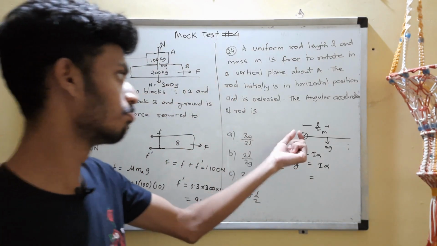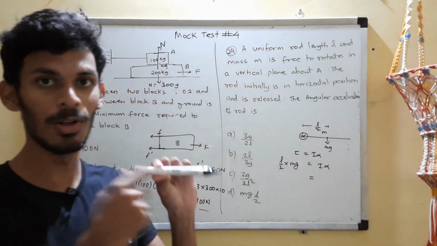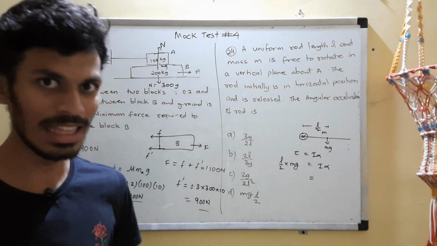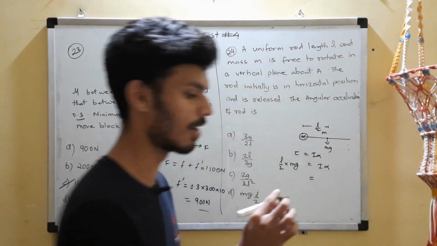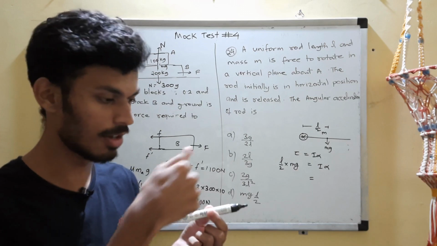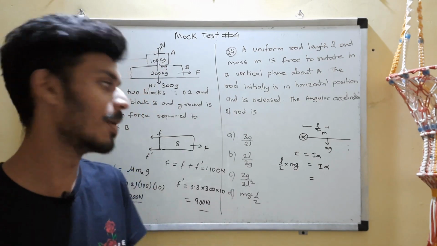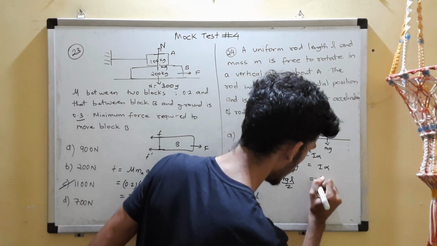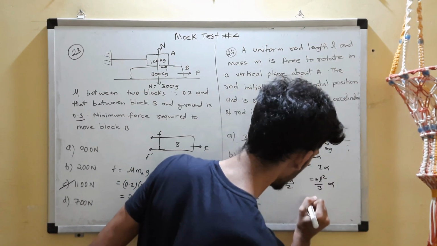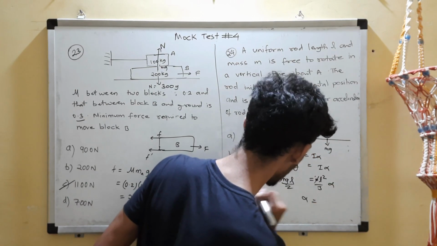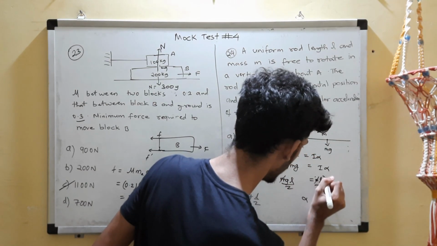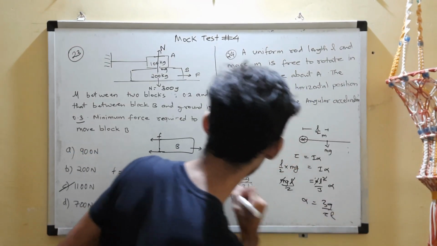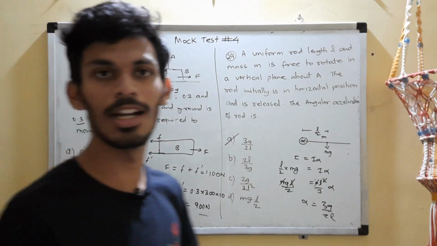Now you are supposed to know the moment of inertia about this axis for a uniform rod. It is ml square by 3, right? That is ml square by 3 for about this axis. If it's about this axis, then it's ml square by 12. Please remember that. So mg L by 2, and we have ml square by 3. Just solve this. m will cancel, L and L will also get cancelled. 3g by 2L. Right. So option A, 3g by 2L, is the correct choice over here.